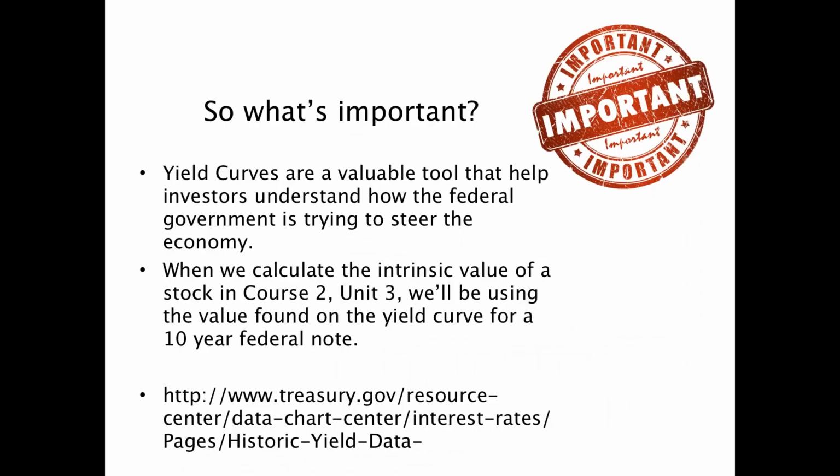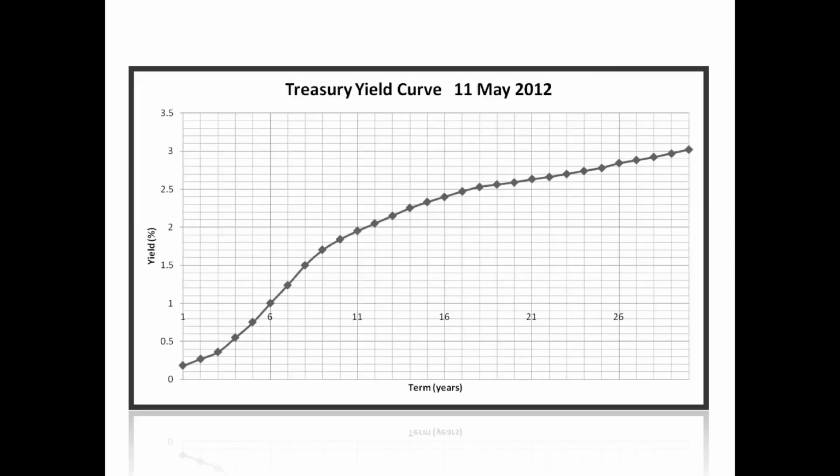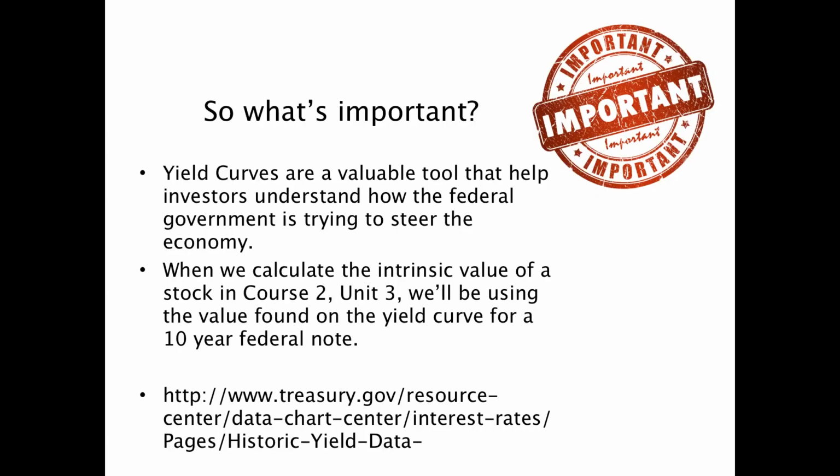When we calculate the intrinsic value of a stock in Course 2, Unit 3, which is the next unit, we'll be using the value found on the yield curve for the 10-year federal note. If we go back to the yield curve and look at the 10-year mark, you can see that we're approximately at 1.7 to 1.8 for the 10-year federal note. That might not make much sense right now, but in the next lesson you're going to see how that applies to our intrinsic value calculator.